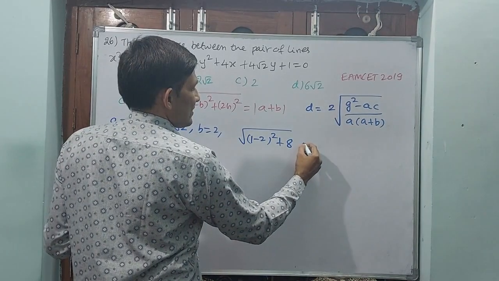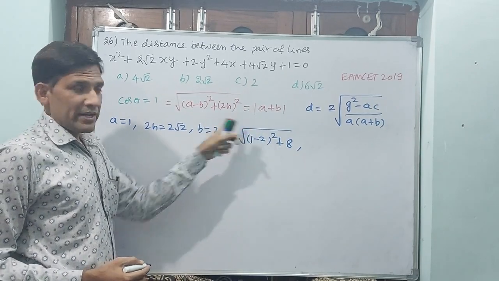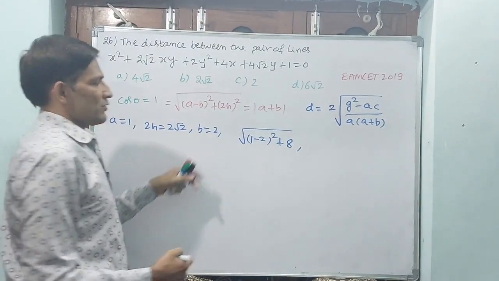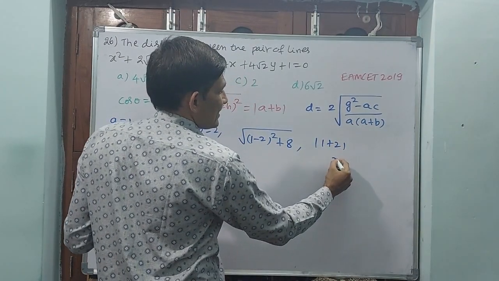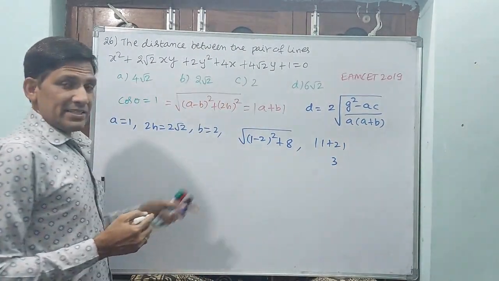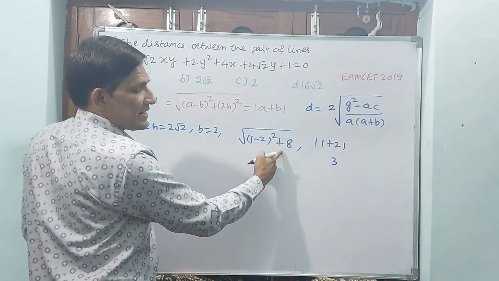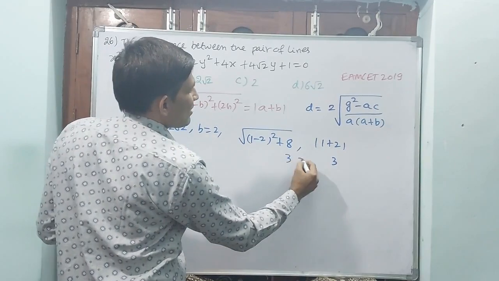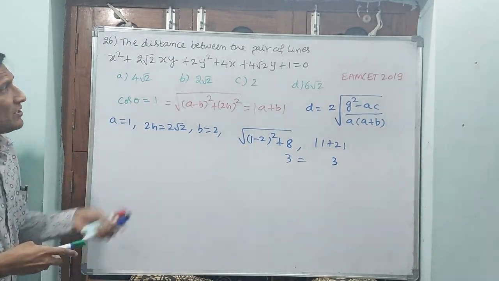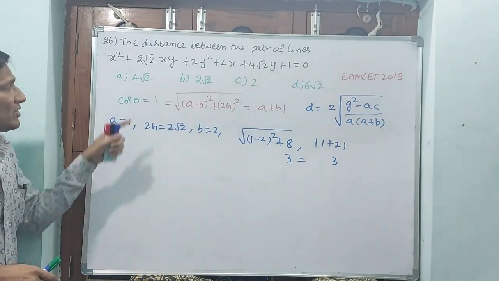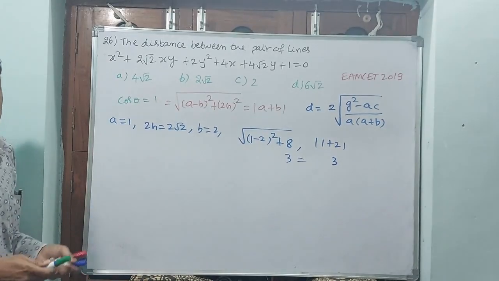This is LHS. Comma I am keeping. Why? Because we should know whether these two are equal or not. A plus B, 1 plus 2 modulus. That means RHS is 3. RHS is 3. See, 1 minus 2 is minus 1, minus 1 square 1. 1 plus 8 is 9, root 9 is 3. 3 equal to 3. That means see, now we can say that these lines are parallel lines. Why? Because theta is 0. Theta is 0 means cos theta is equal to 1, which means these two are equal.